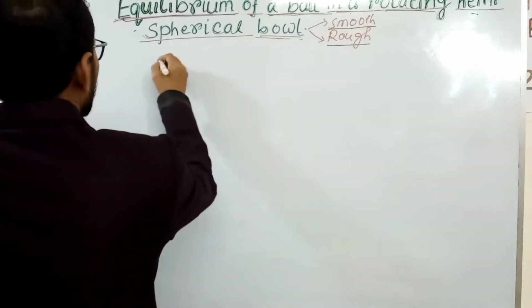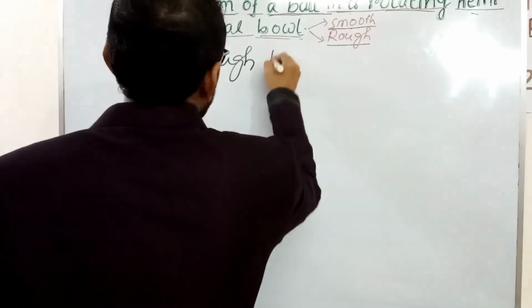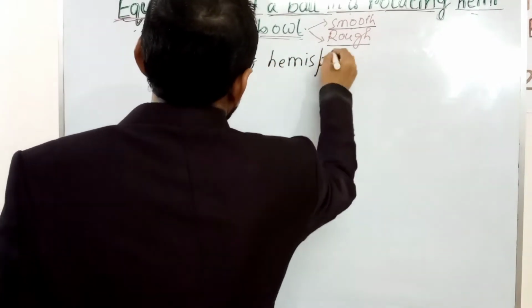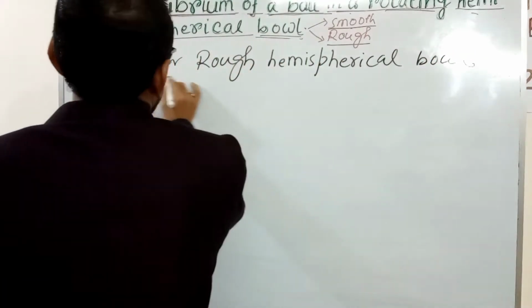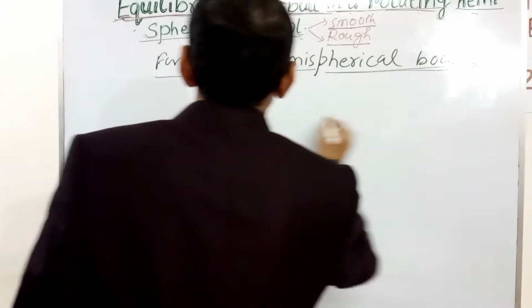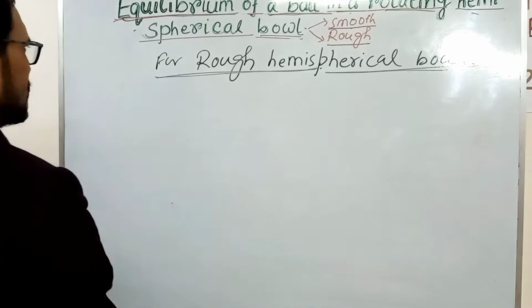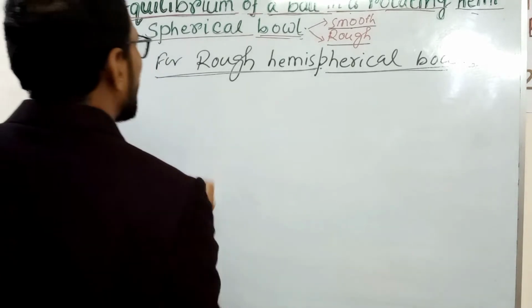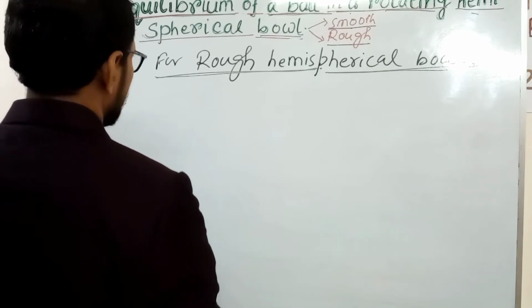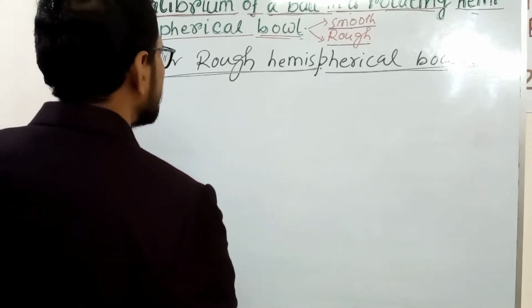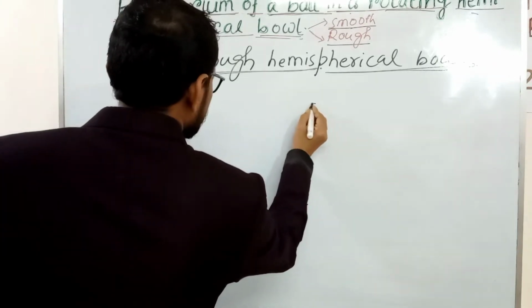Now for the rough hemispherical bowl, equilibrium of a ball in a rotating rough hemispherical bowl. So consider this bowl.